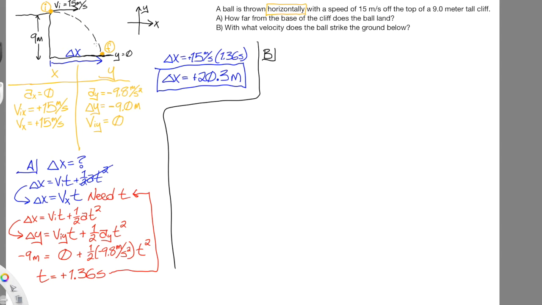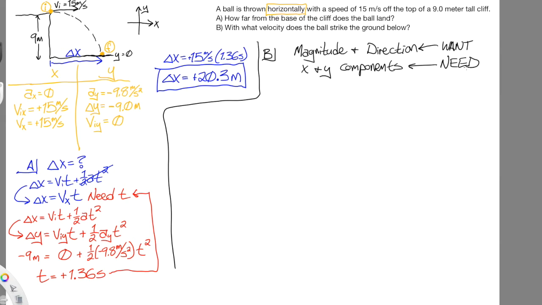We want to find the velocity with which the ball strikes the ground. So for velocity, we're going to want the magnitude and the direction. And there are only 4 things you can know about any vector. So if we want the magnitude and direction of VF, we're going to need to find the x and y components of VF. One of these is very easy.